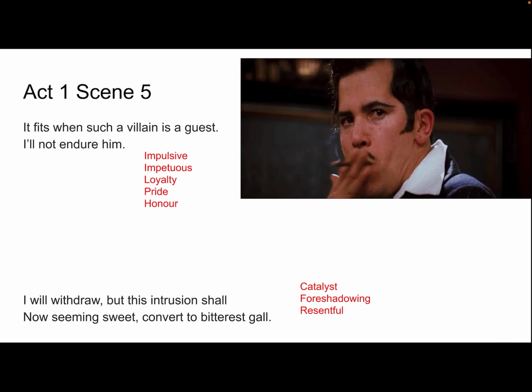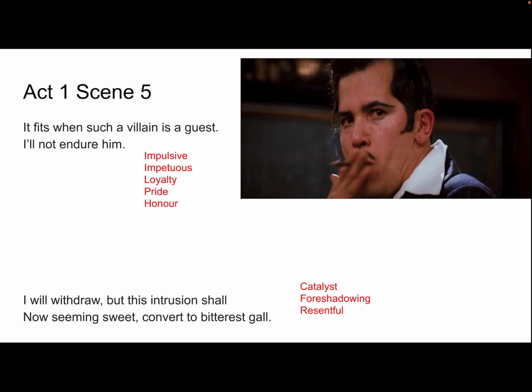The second line is this, the last thing he says in this scene: "I will withdraw, but this intrusion shall, now seeming sweet, convert to bitterest gall." So here we see very much a foreshadowing. He says, "Oh, I will step back," but Romeo might have thought he'd gotten away with this. He won't. I'm definitely going to take my revenge. Again, there's quite resentful behaviour from him, but it does foreshadow what's going to happen next.